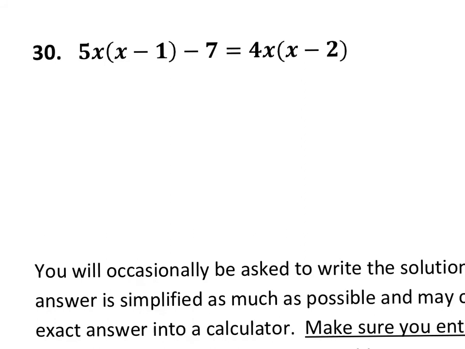All right, what's the first step here? Yeah, you've got to distribute, right? And then we get everything on the same side. So here we get 5x squared minus 5x minus 7. And here we get 4x squared minus 8x. So we're going to minus 4x squared and add 8x. So 5x squared minus 4x squared is x squared. Negative 5x plus 8x is plus 3x, minus 7.